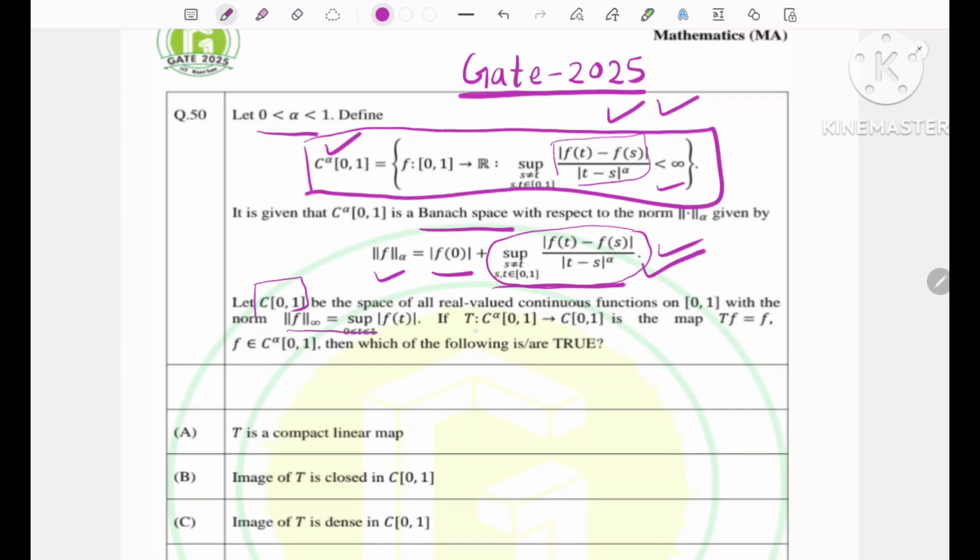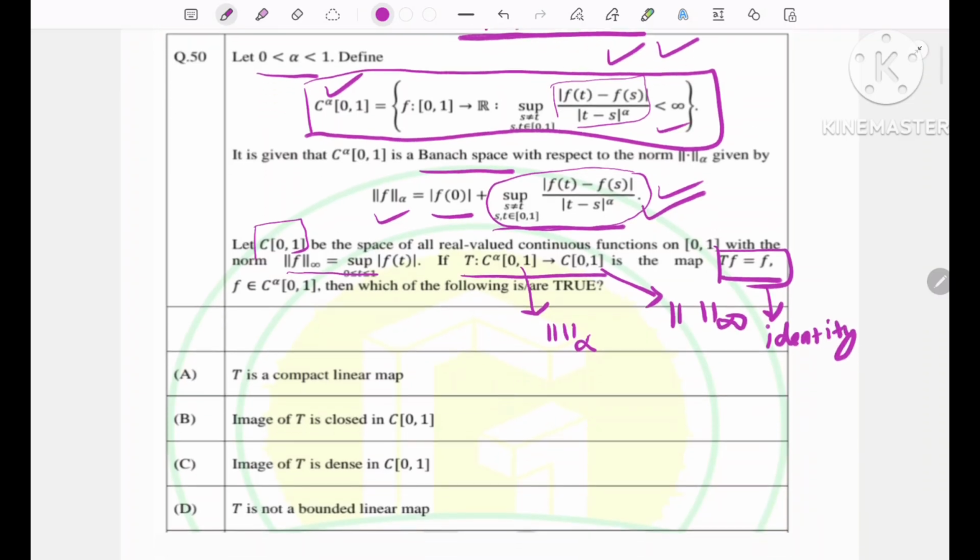Now in the question, what is given is a map between the function space C to the power alpha and C[0,1]. In the domain space the norm is this alpha norm, but in the codomain space the norm is the sup norm, and the map is the identity map. The question is whether the map is a compact linear map or not.